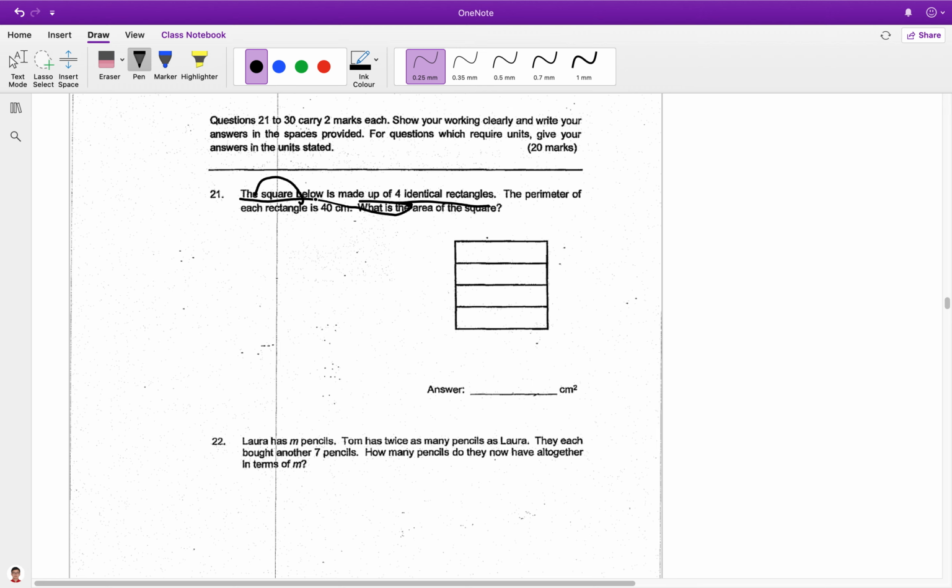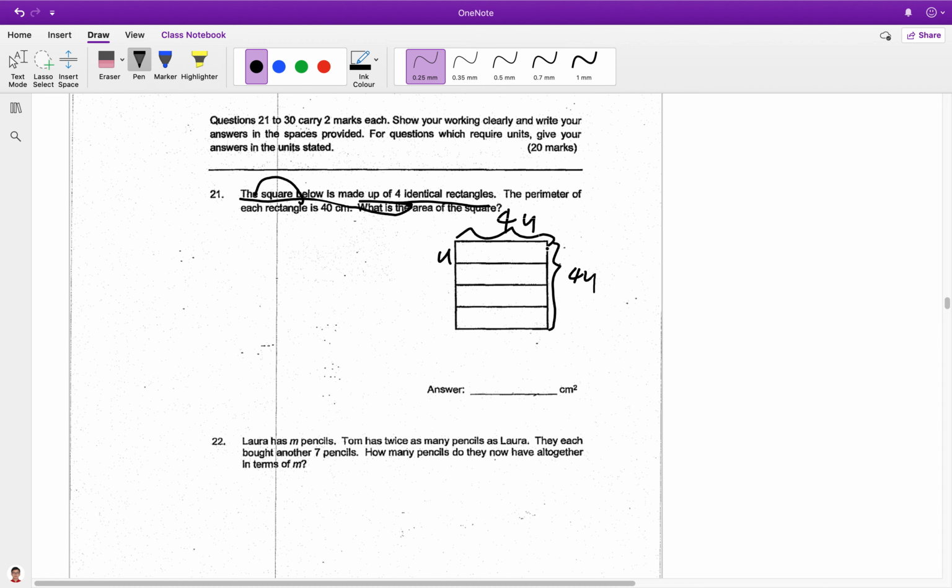The square is made of 4 identical rectangles. So this side is the same as this side, right? If this is u, we know that 4 rectangles is 4u. It is a square, so this side is 4u, right? Here it says the perimeter of each rectangle is 40 centimeter.